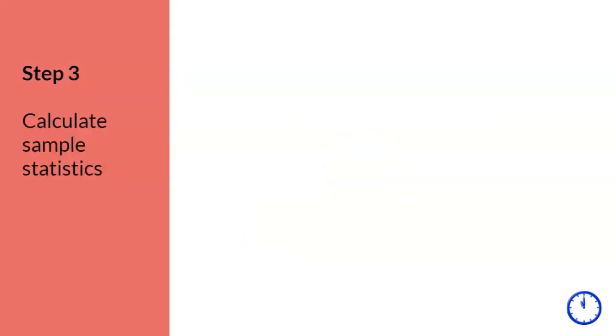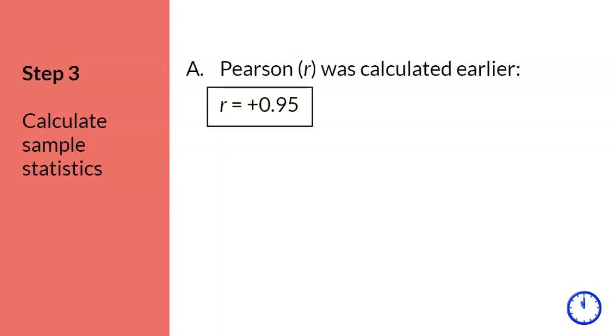Step 3. The Pearson correlation for this example was calculated in an earlier video, which resulted in an R of plus 0.95. The box indicates the final answer for this step.